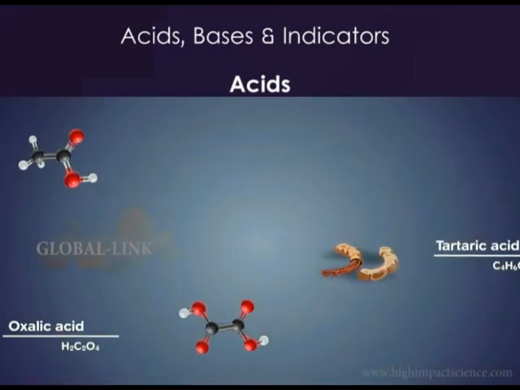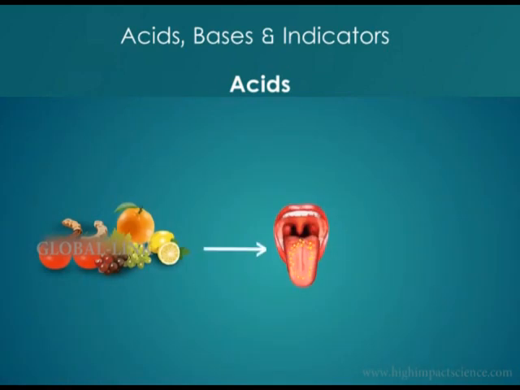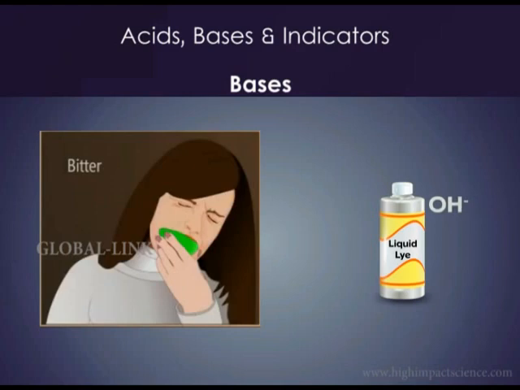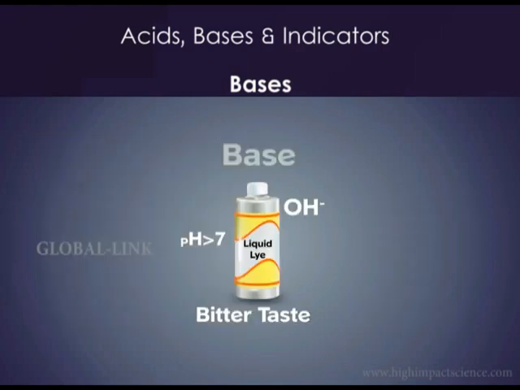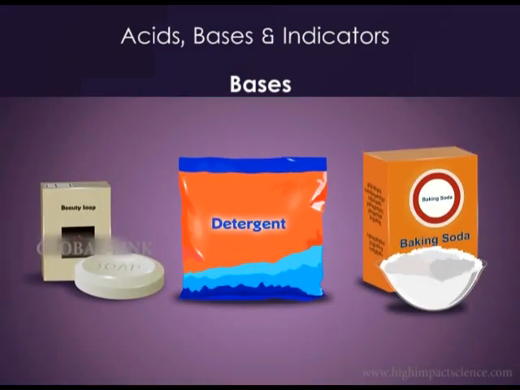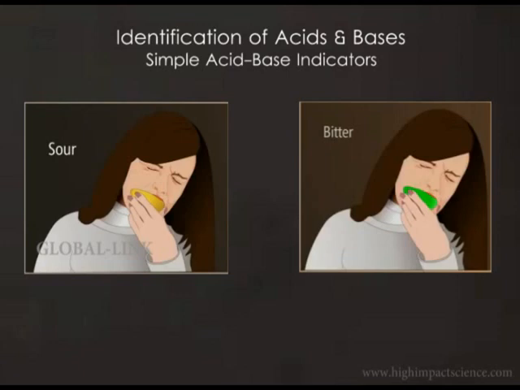Acids can usually be identified as sour-tasting substances. We also find substances that have a bitter taste. These substances are called bases. Soaps, detergents, and baking soda are some common bases. Identification of acids and bases in the laboratory cannot be done using the taste method.